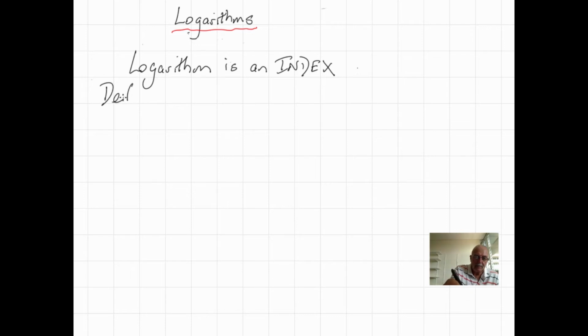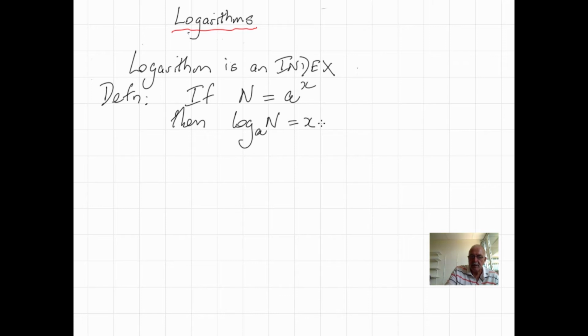A definition: if some number n can be expressed as some base to some power, then the log of this number to some base, log, don't forget, is the index. What's the index? It's the power you've got to raise a to, to get n. It's got to be raised to the power of x. Well and truly worth remembering the definition: if n equals a to the x, then the log of n to base a is equal to x. That is the definition of a logarithm.